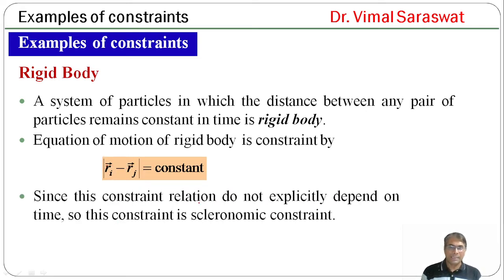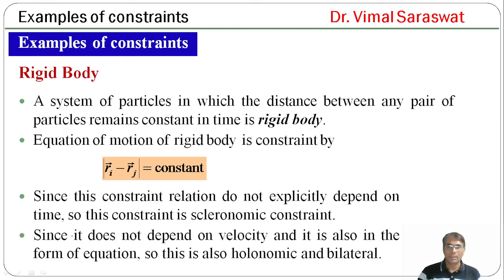Since this constant relation does not explicitly depend on time, this constraint is a scleronomic constraint. Since it does not depend on velocity and it is also in the form of equation, it is holonomic and bilateral constraint. Because it is in the form of equation, it is bilateral, and it does not depend on velocity, so it is holonomic.